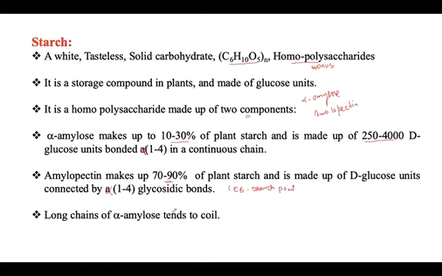Alpha amylose is insoluble, that is, not soluble in water, and it has a tendency to coil and form a helical structure. So to study the chemical constitution of starch, we have to study both alpha amylose as well as amylopectin.